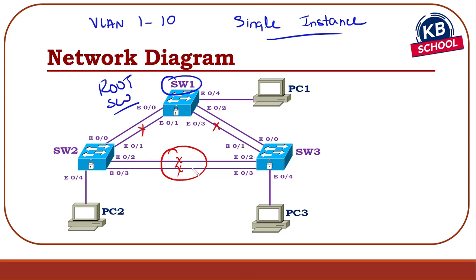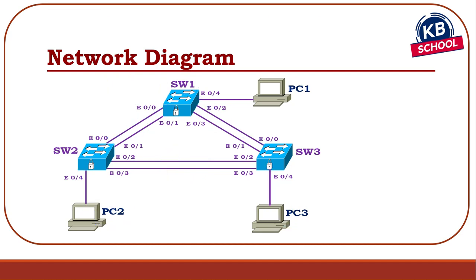So if this PC wanted to communicate to this PC, the frame flow would be this guy over here, here, and here. It would not take the direct path. And this direct path is completely lost to avoid loops. That is CSTP.